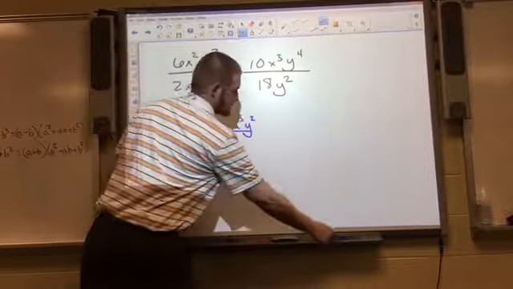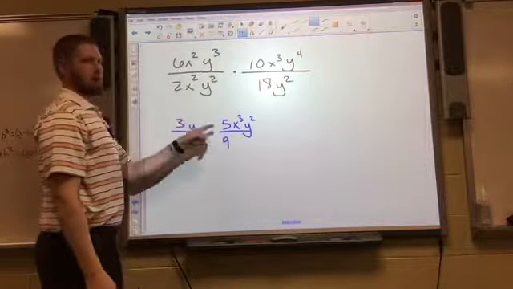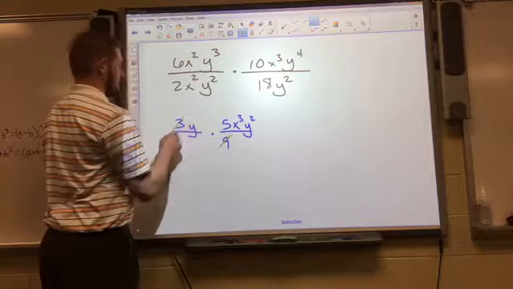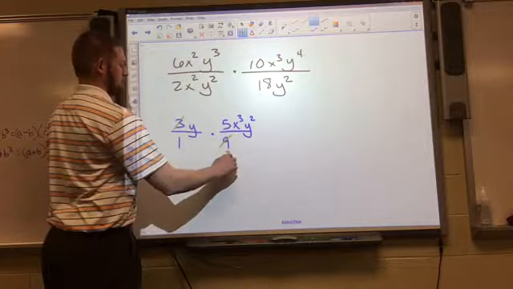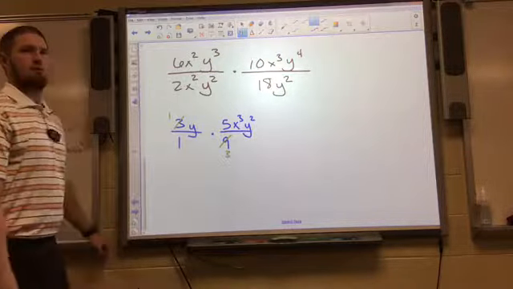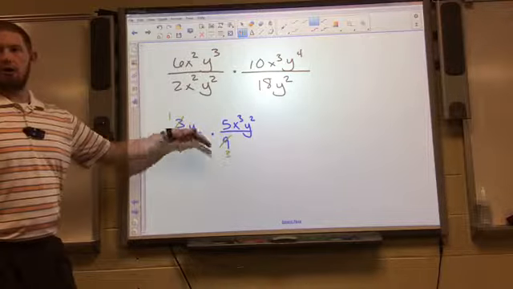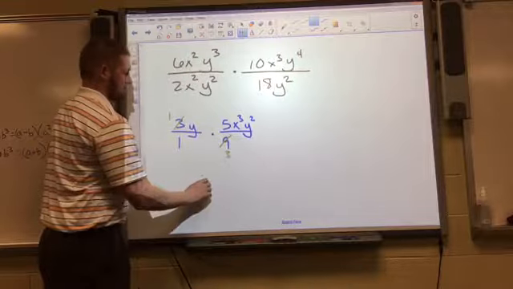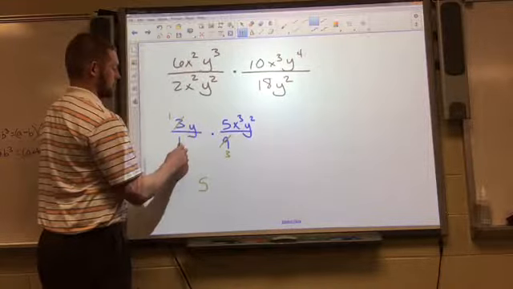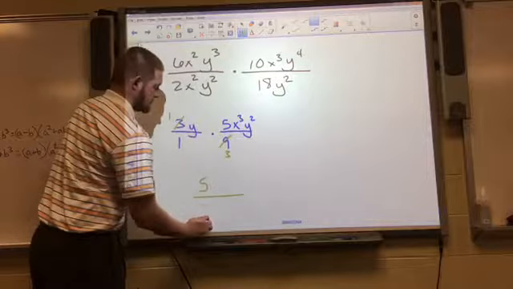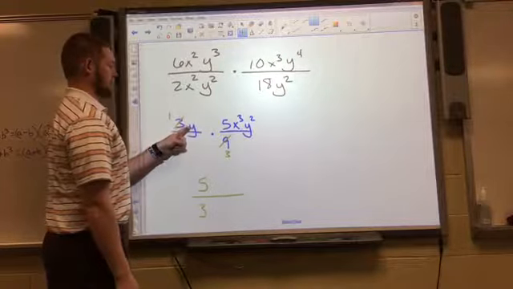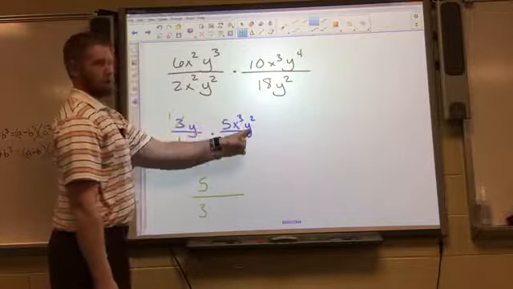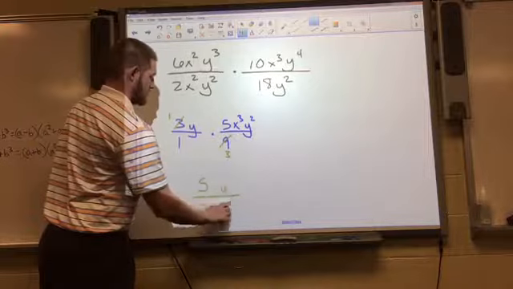In the last class we like to cross reduce because that makes things even easier. So I take my 9 and my 3 and I change it to a 3 and a 1. Does everybody see what I did there? Since we're multiplying, we can cross reduce. Well, 1 times 5 is, on the bottom, 1 times 3 is, back to the top, I have y times y squared, which is y to the third.